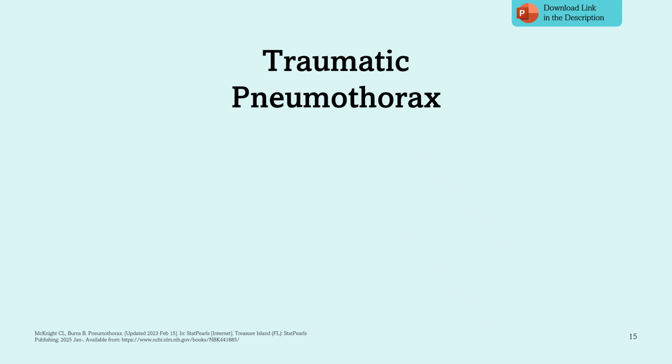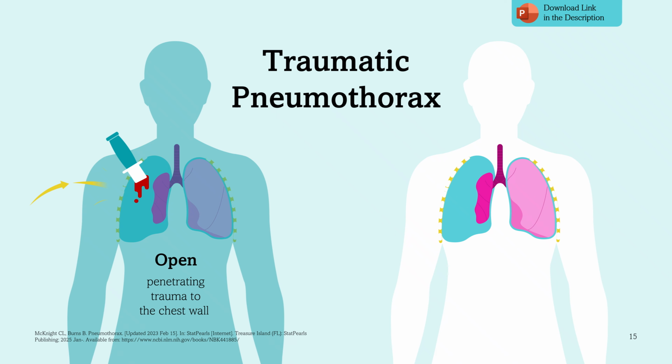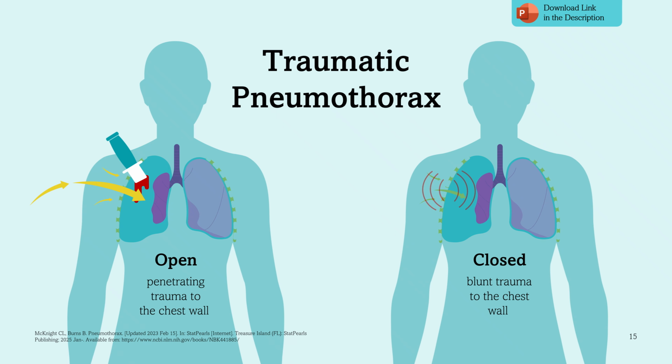Traumatic pneumothorax occurs through two primary mechanisms: open penetrating trauma to the chest wall, such as stab wounds, or closed blunt trauma, as seen in rib fractures from impacts. Both require prompt evaluation for potential tension pneumothorax development.